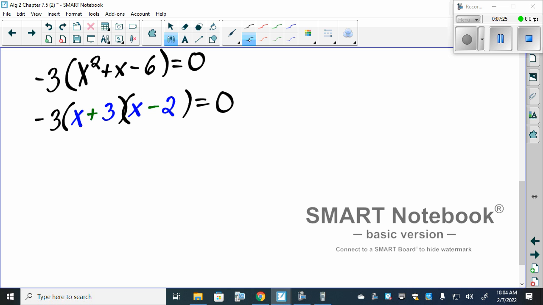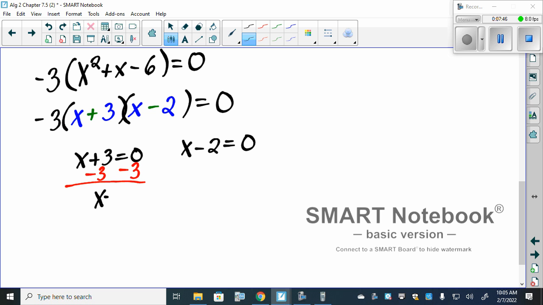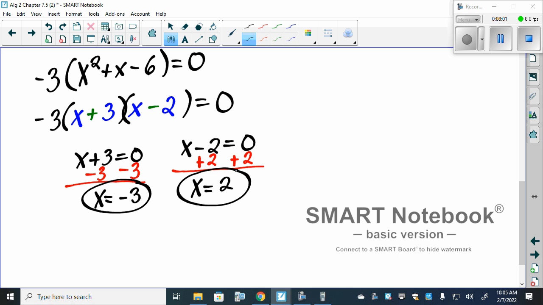And last but not least, we do need to finish solving this here. Because I do have two things multiplied together to equal 0, so one of them must be 0. So either x plus 3 is equal to 0, or x minus 2 is equal to 0. Now with the x plus 3, to solve for the value of x, we would subtract 3 from both sides, telling us x is equal to negative 3. For x minus 2, we would add 2 to both sides, telling us x is equal to 2.